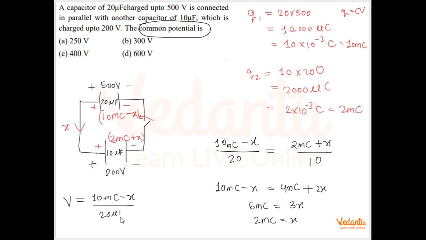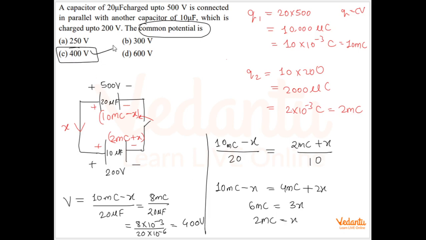Now substituting the values beta, it will be equal to 8 millicoulomb divided by 20 microfarad. That will be equal to beta 8 into 10 power minus 3 upon 20 into 10 power minus 6. That will be 4 by 10, 400 volts. So option C will be the correct answer. Nice and simple.